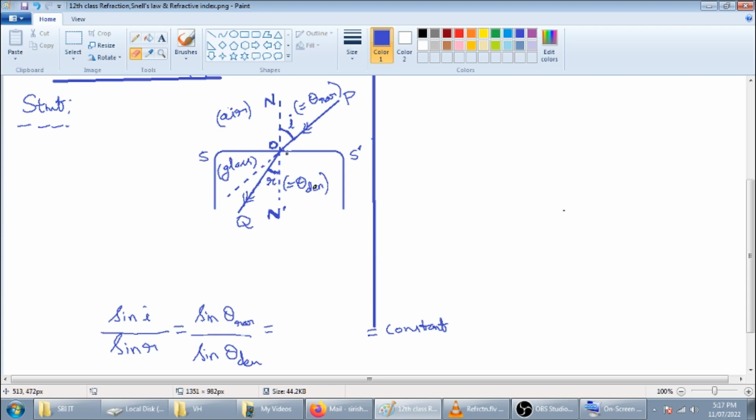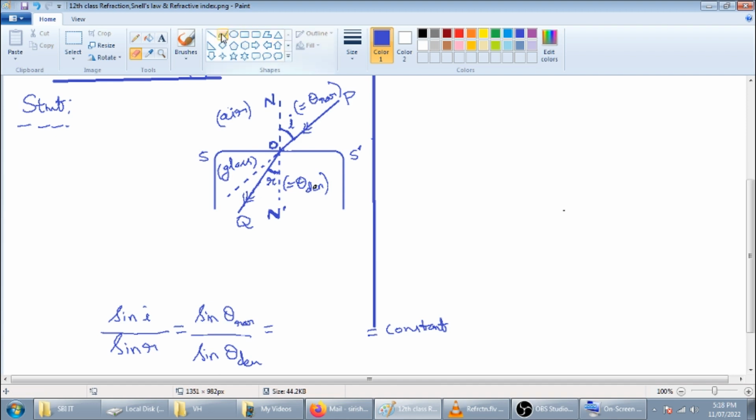As I increases, R also increases, but in such a way that R is always slightly lesser than I, so that this ratio always comes out to be a constant. That is what Snell's law of refraction states: when a light ray passes between a rarer medium and a denser medium, the ratio of the sine of the angle in the rarer medium to the sine of the angle in the denser medium, or the ratio of the sine of the angle of incidence to the sine of the angle of refraction, always remains constant.